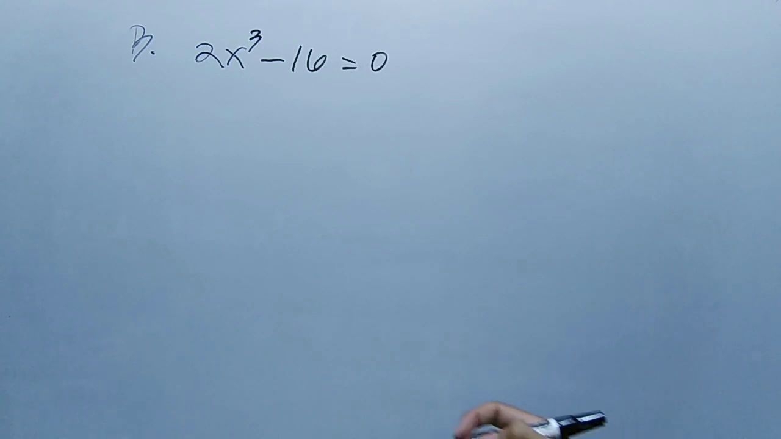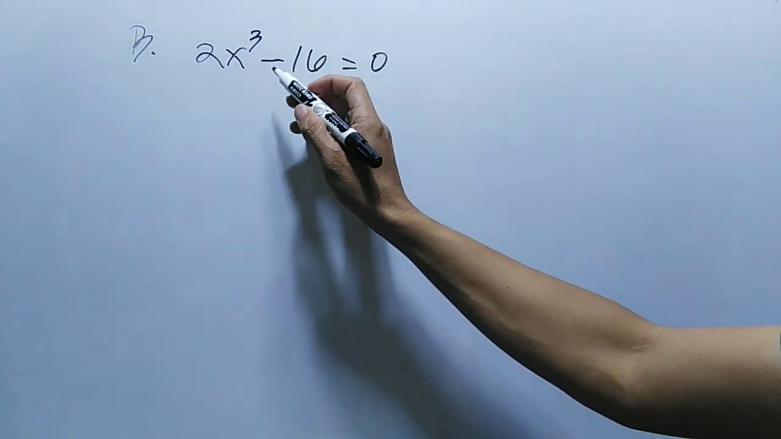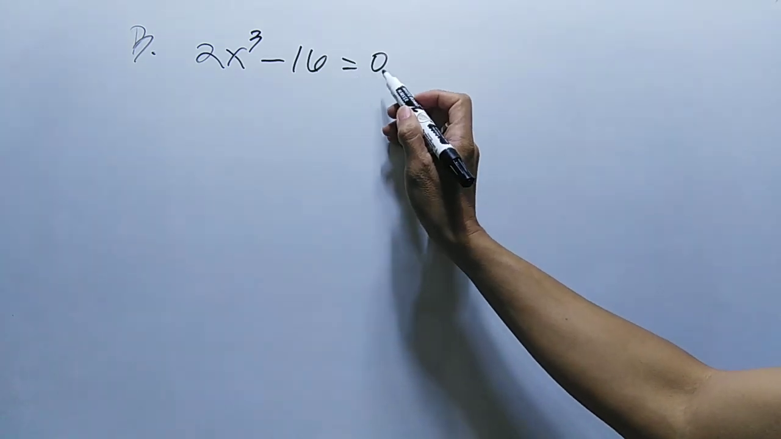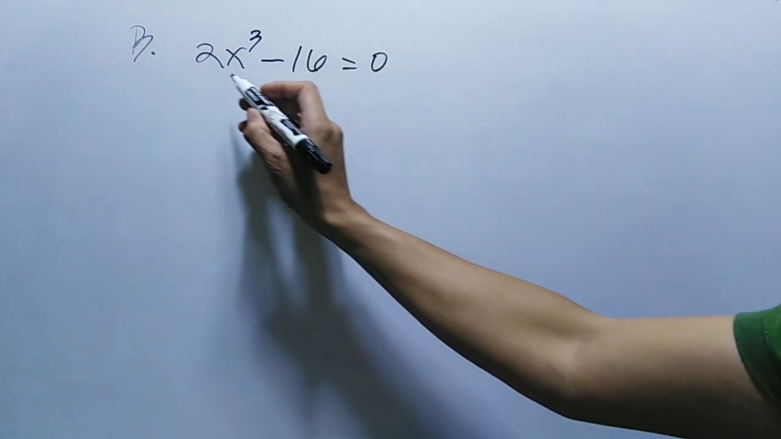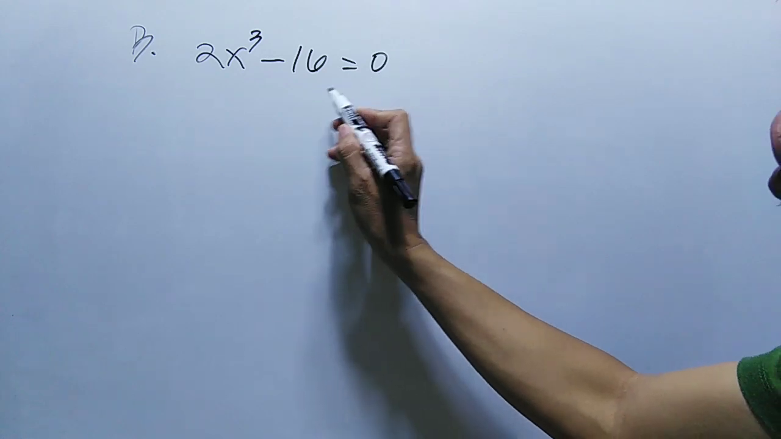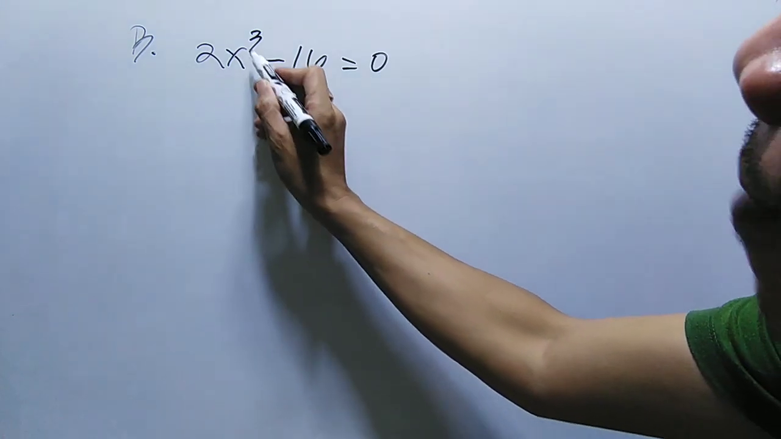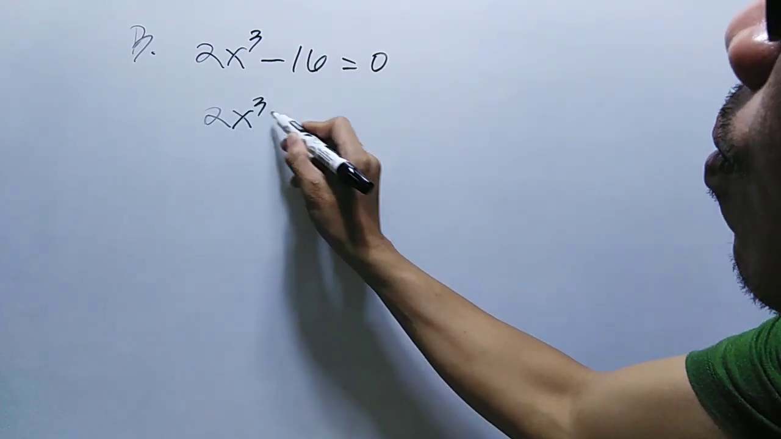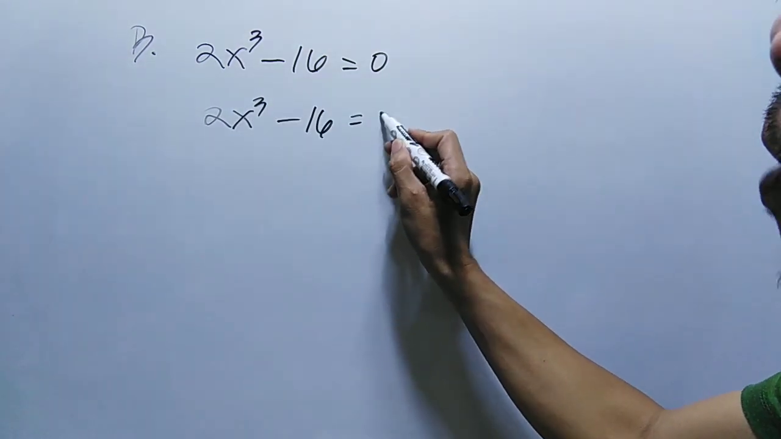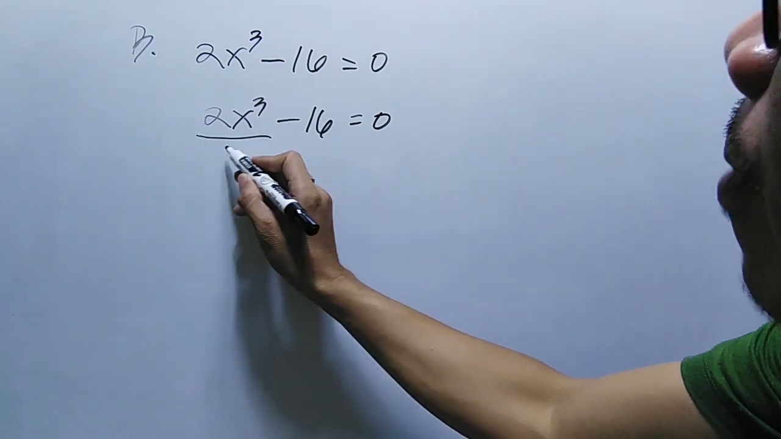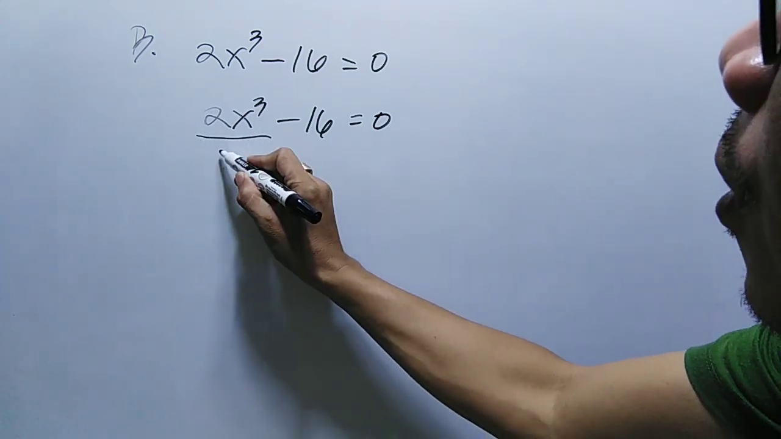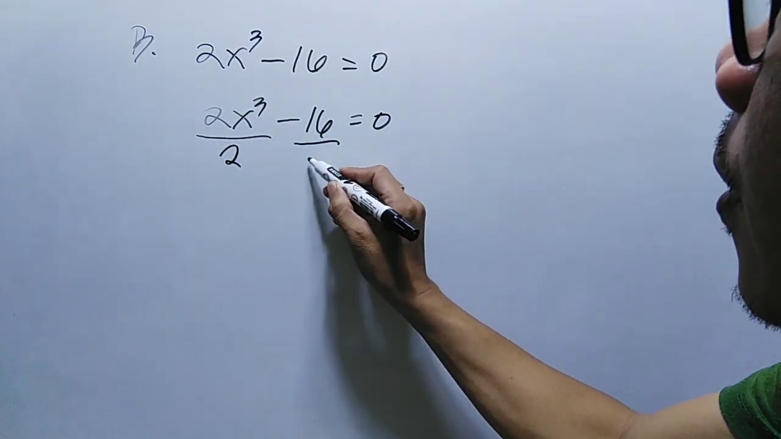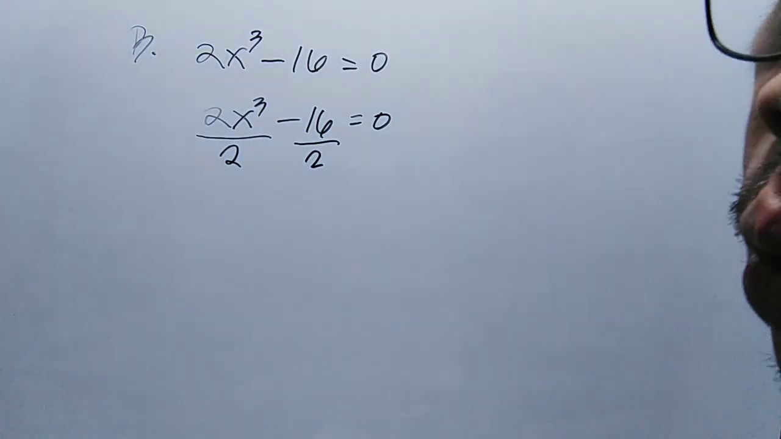Okay, let's have another example. Letter B, 2x cubed minus 16 equals 0. So, ang gagawin natin dito, we have to divide both members of the equation by the coefficient of x. The coefficient of x is 2. Okay? So, 2x cubed minus 16 equals 0. So, divide natin yan, both members of the equation by the coefficient of x, si 2. Okay? Divide din natin yan by 2.